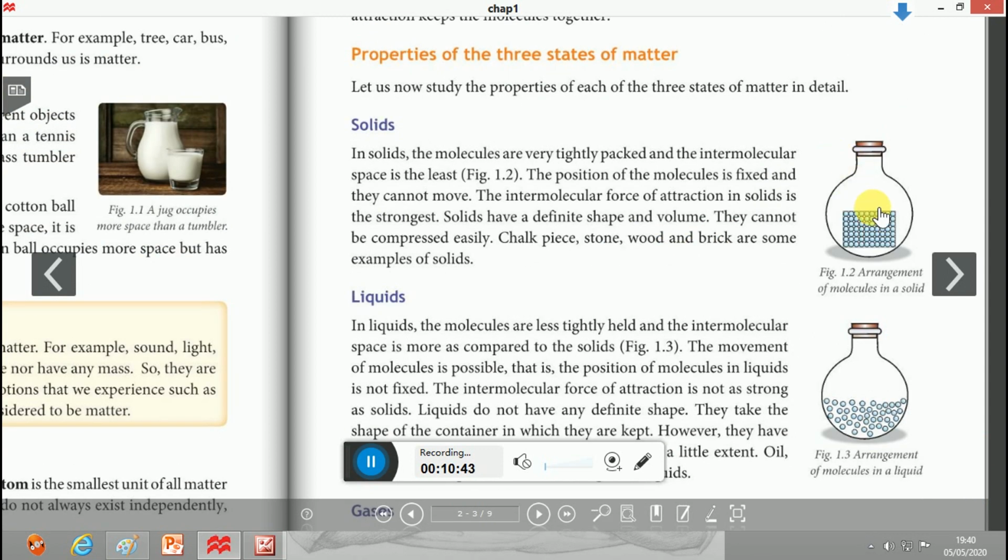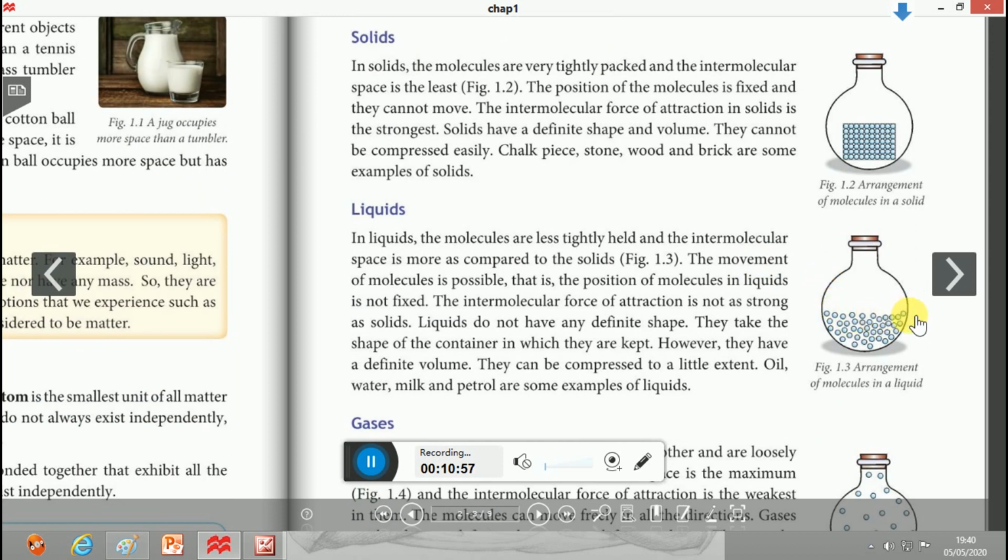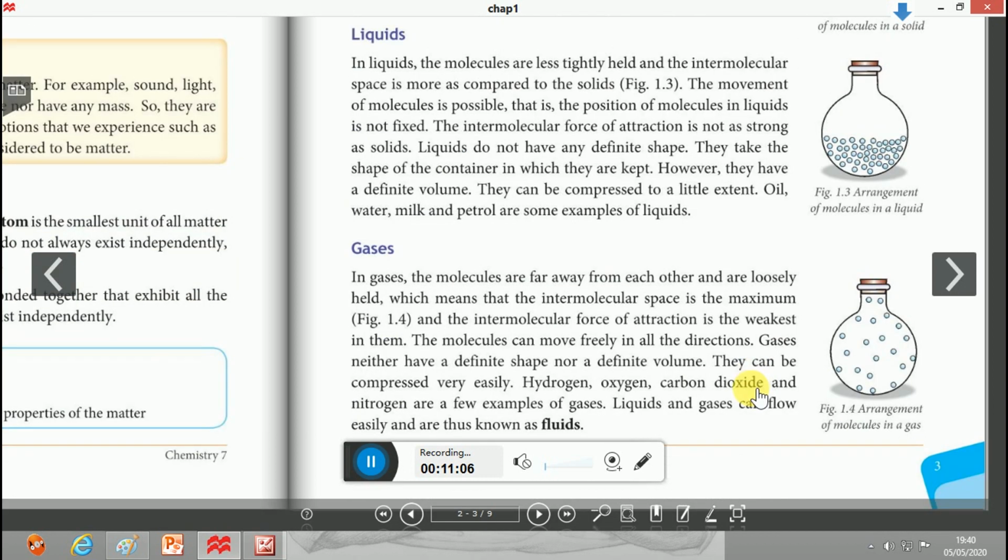The compressibility of the solid is least, minimum, negligible, because the intermolecular space is very small. The compressibility of the liquid is not negligible. They can be compressed to a little extent. But the compressibility of the gas is the highest because it has more intermolecular space. The molecules of the gas can move freely in all directions. Gases have neither a definite shape nor a definite volume.